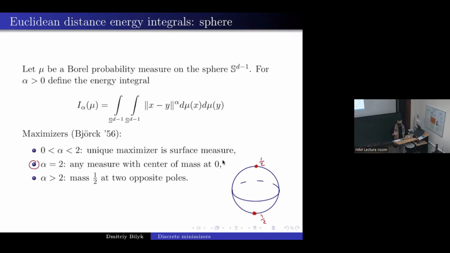Okay. And actually, it's also very easy to see what will happen at this phase transition when alpha equals 2. All the maximizers are exactly measures whose center of mass is at 0. And that can be proved in one line, essentially. Just because you write |x minus y| squared on the sphere like this, and then your energy integral splits. So that's it.